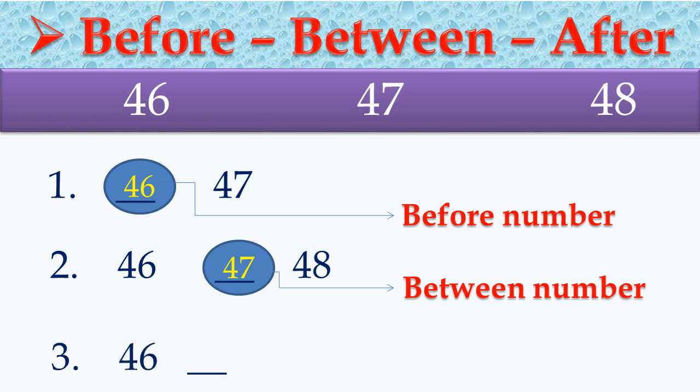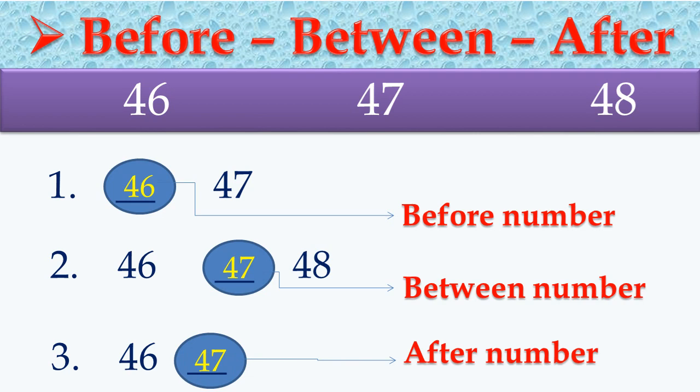Then see the third question. Here we want to find the after number. After number means next number. Which number comes after 46? If we want to find the after number, we count forwards. Let's try. Start forward counting. 46, 47. Then listen, the number 47 comes after 46. Always remember, the after number is bigger than the given number and the before number is smaller than the given number.